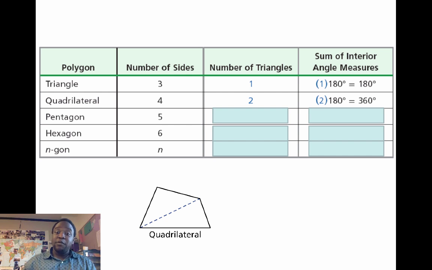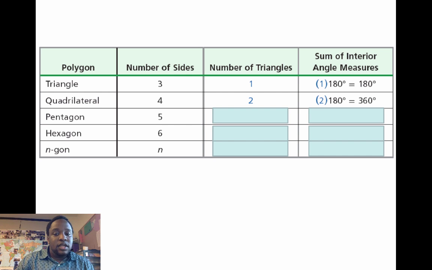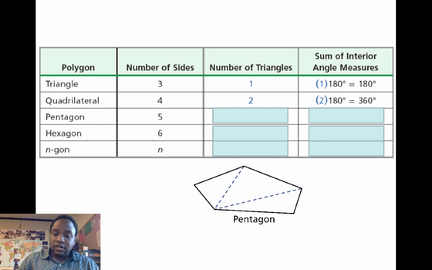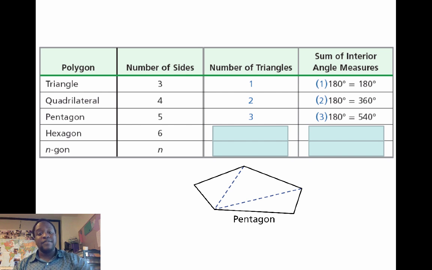If we do the same process for pentagons, which have 5 sides, it will have 3 triangles because we start from one vertex. It can be any vertex, but then we choose all the diagonals we can from that one vertex, and there's 2 more diagonals, and it creates 3 triangles. And the 3 triangles create all of the interior angles of this pentagon. So there's 3 triangles, so therefore the sum of the interior angles of a pentagon is 540, or 3 times 180.